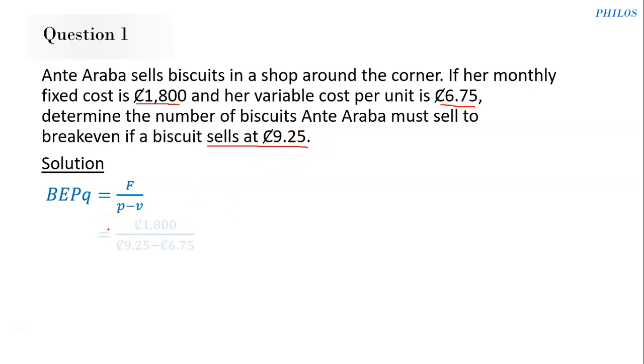So when we do the substitution, we will have 1,800 cedis divided by the price, which is 9.25, minus the variable cost per unit, which is 6.75, at the denominator. 9.25 minus 6.75, you will get 2.5. So you have 1,800 divided by 2.5. Put this on your calculator. 1,800 divided by 2.5 should give you 720. So Antiaraba must sell 720 biscuits to break even. That is the answer to this.